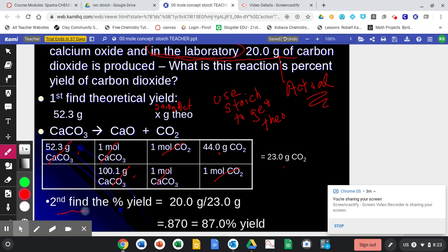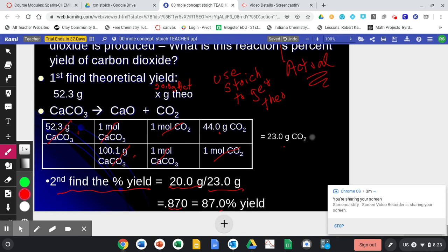So now I'm ready to find the percent yield. My actual 20 divided by 23 gives me this value, and then I change it to percent, 3 sig figs, 87.0%. That finishes and completes this unit.